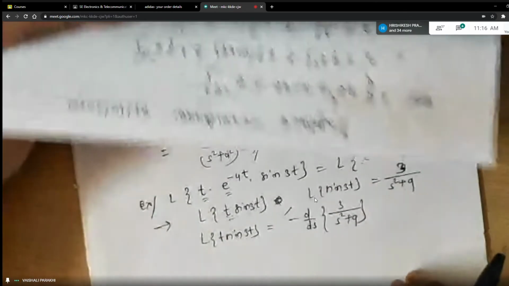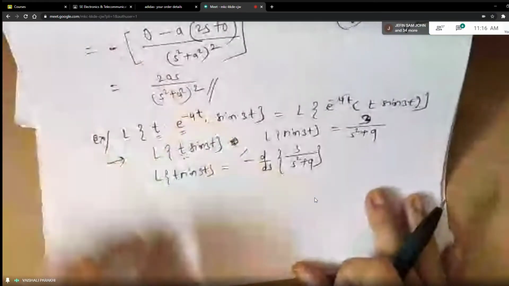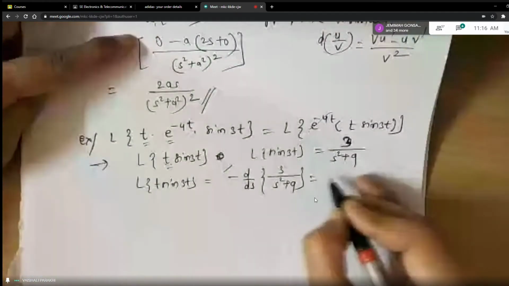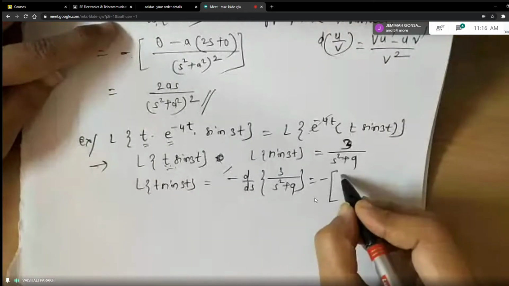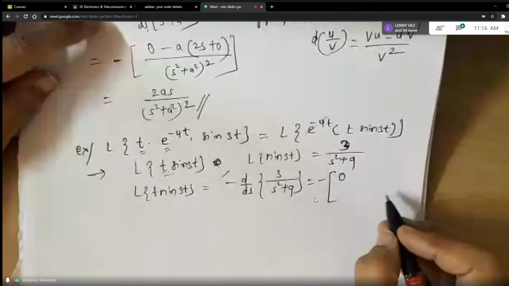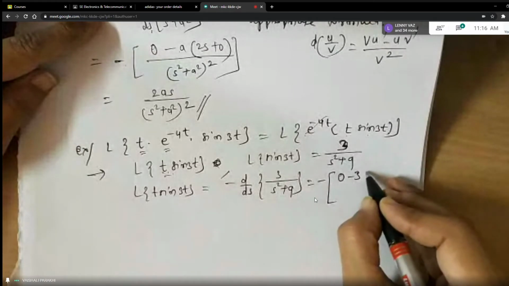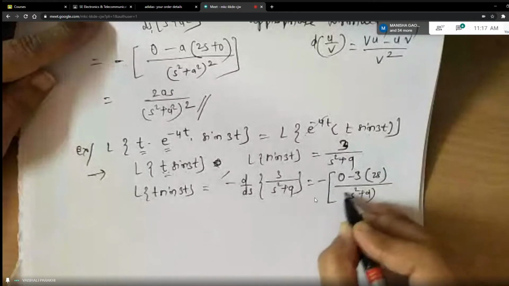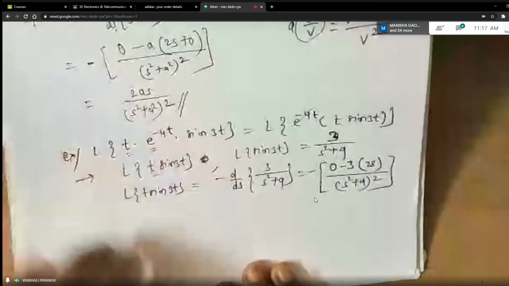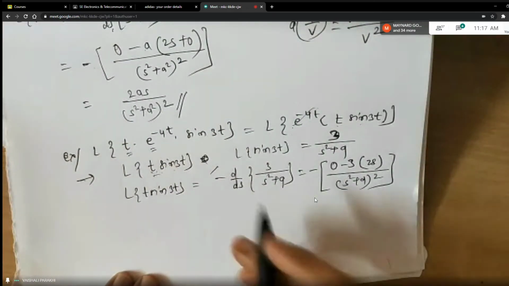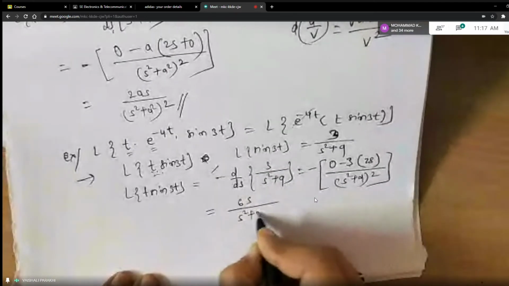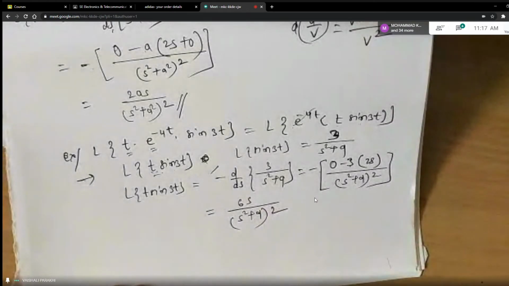Now see, in the next step, you are going to write the derivative u by v formula, that is minus sign, don't forget the minus sign. Denominator into derivative of 3 will be 0. So the first term will be 0 minus numerator 3, derivative of s square plus 9 is 2s plus 0, divided by denominator square. Simple u by v formula is used. So this is minus minus plus, 3 into 2, that is 6s divided by s square plus 9 the whole square. Okay?